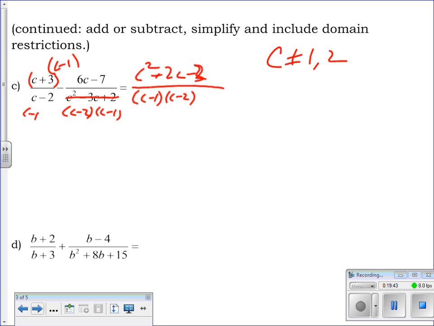What is in my original first denominator that's not in my second denominator? Nothing. Everything that's here is already here, so I don't have to change my second fraction. I just copy it over. Minus 6C minus 7 over C minus 1, C minus 2.